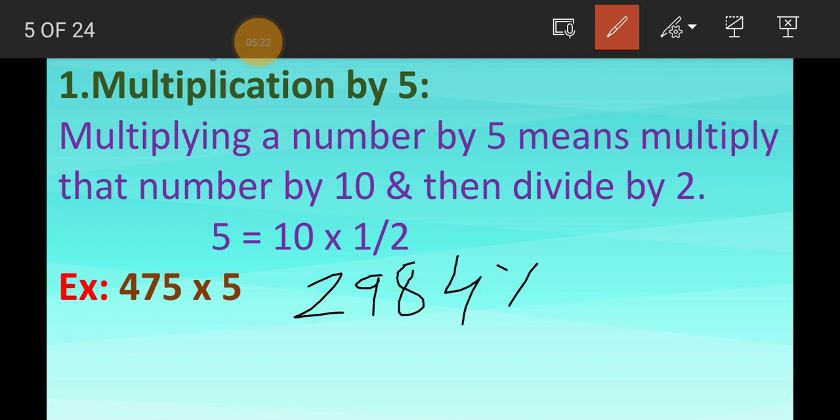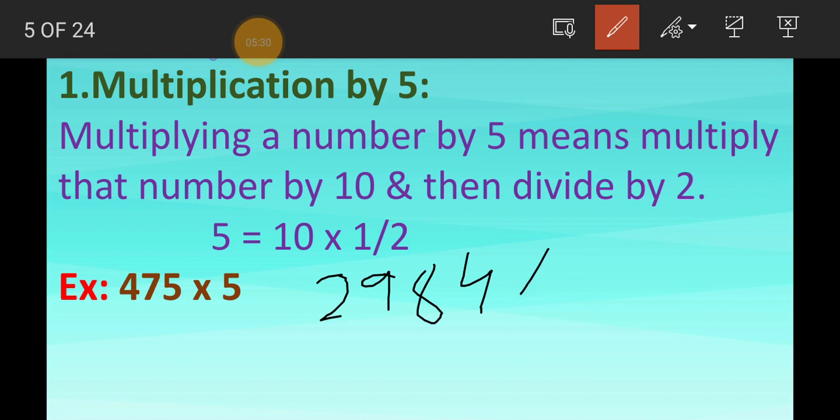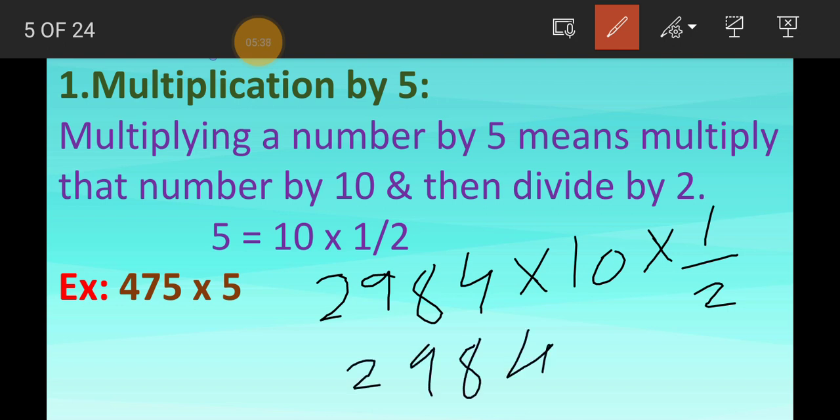2984 into 5. Okay, instead of this, if you will choose 2984 multiply by 10 and divide by 2, into half means divide by 2. So what I will get, 2984, after that I'll copy 10, so I have to just divide this number by 2. So remember the number, what is the number?